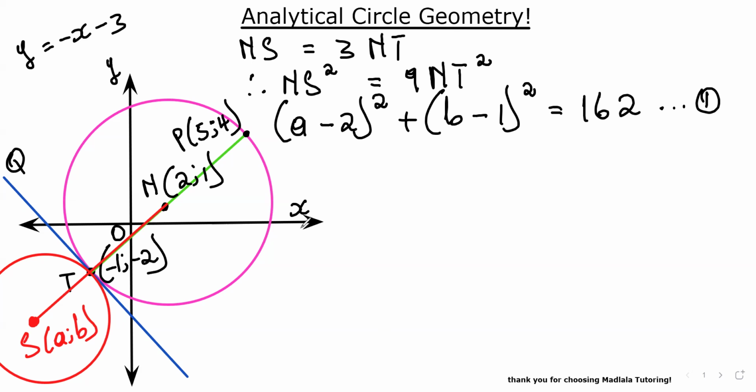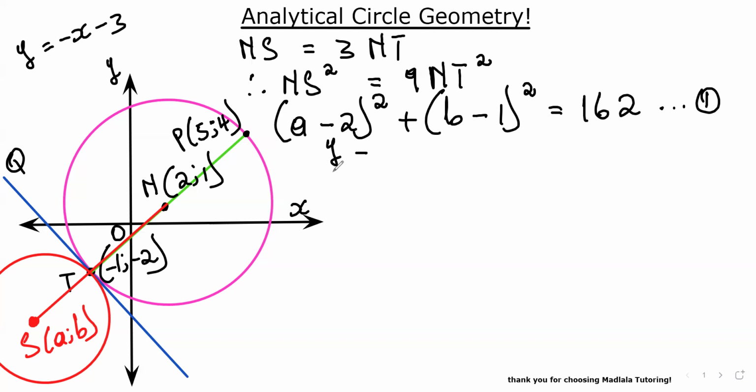So this is what we're going to say here. We already know the gradient of the line NS. In fact, we know the gradient of NT, right? But since NTS is a straight line, then it means we know the gradient of NS, which is equal to 1. And here we can either substitute point N or point T in order to find the equation.